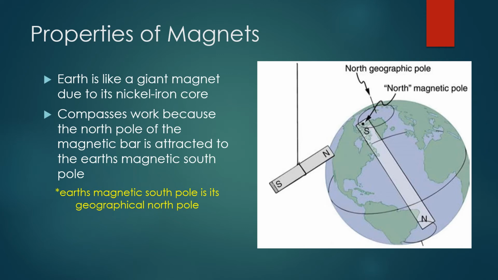And the compass works because the north pole of the magnetic bar in the compass, so looking at this picture here, the north pole of the magnetic bar is attracted to the magnetic south pole. Now the confusing part about this is that Earth's magnetic south pole is its geographical north pole.